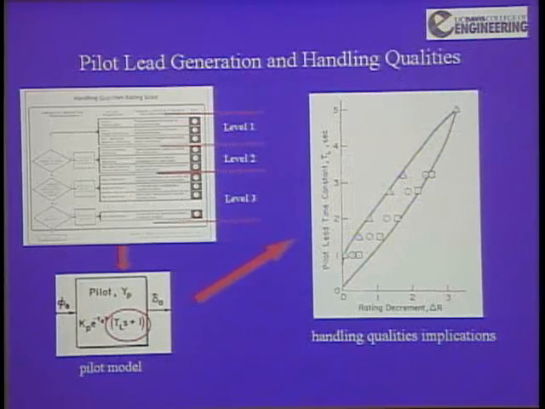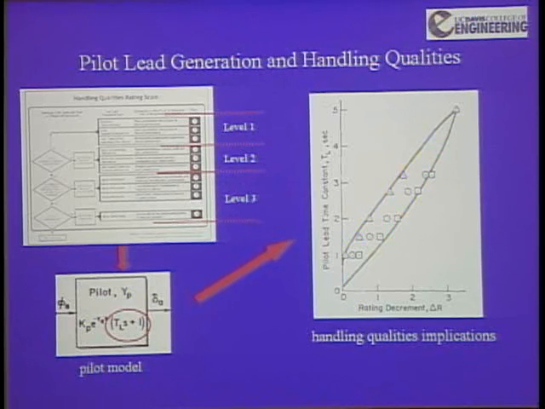Okay, let's go back to this idea of lead generation and the pilot putting a 0 in his or her numerator. This is the Cooper-Harper pilot rating scale. Test pilots use this scale to quantify the handling qualities of particular aircraft in particular tasks. Its scale goes from 1 to 10. 1 is optimum, 10 is uncontrollable. And the scale is broken up into 3 levels. Level 1 is desired, level 2 is acceptable, level 3 is forget about it. You got to fix it.